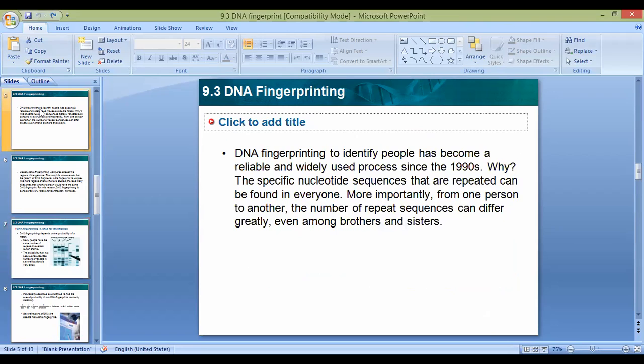Yeah. Now, DNA fingerprinting to identify people has become a reliable and widely used process since 1990. Why? Because the specific nucleotide sequences that are repeated can be found in everyone. These sequences that can be repeated are found in everyone. We all have them. But what is different between us from one person to another? The number of repeat sequences can differ greatly, even among brothers and sisters.